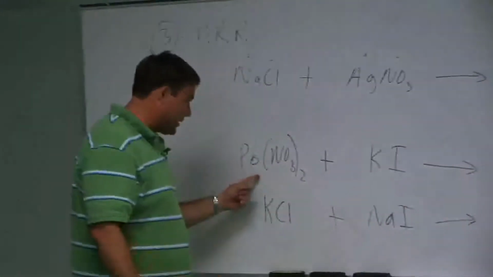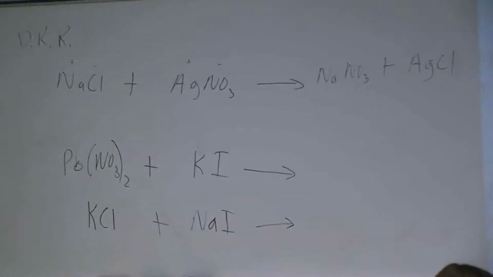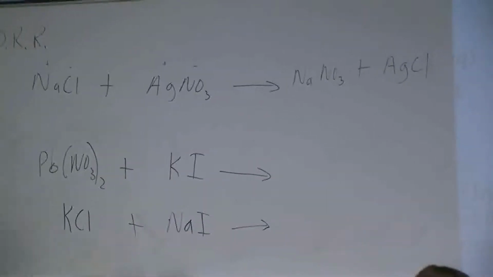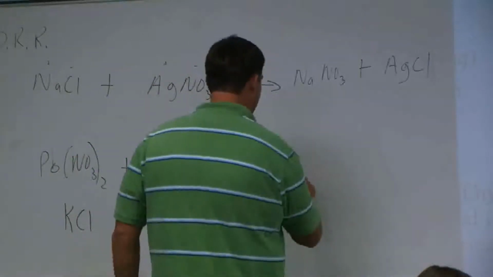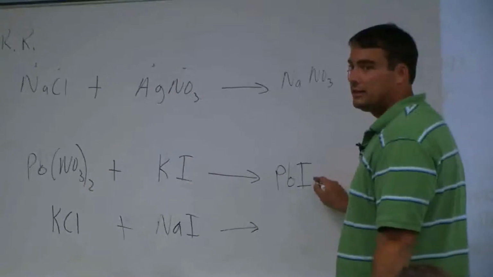Okay, well, I know that's lead nitrate, but what's it going to be on the right-hand side? Okay, Pb is going to get together with the iodine. Now, if it's lead 2 over here, what does it need to be on this side?